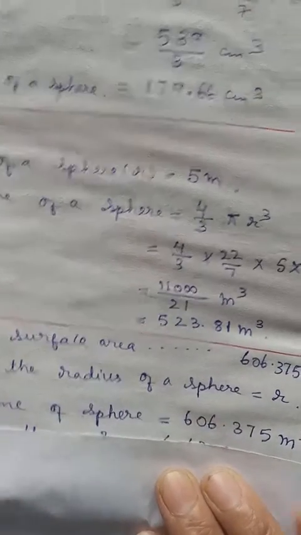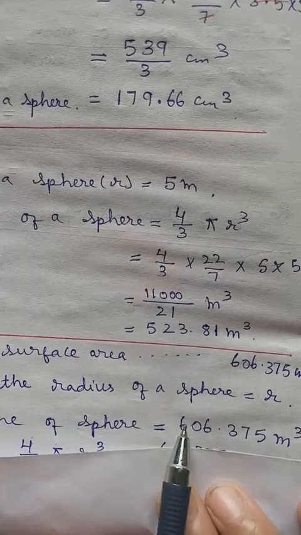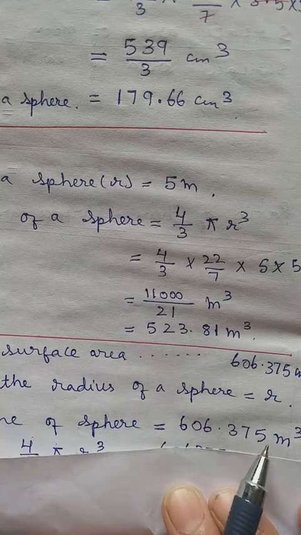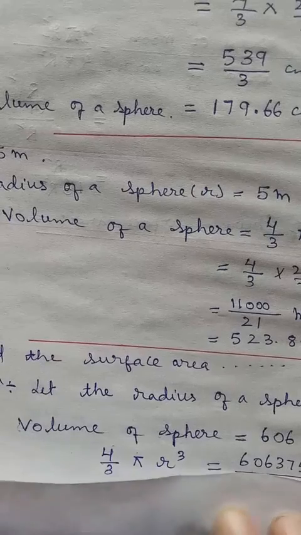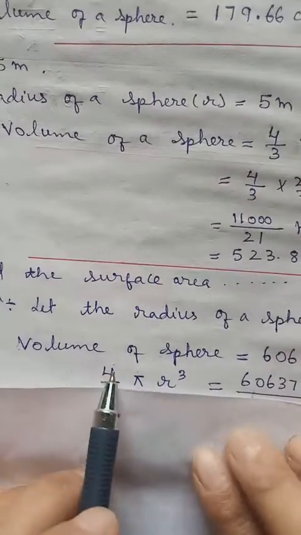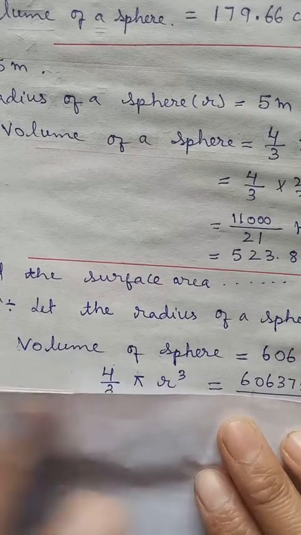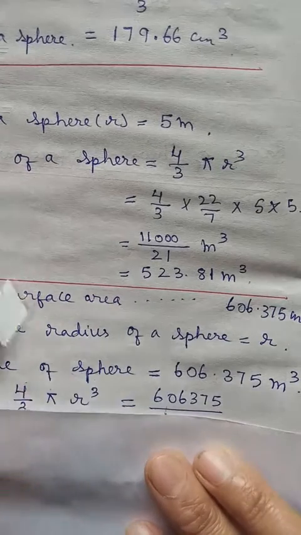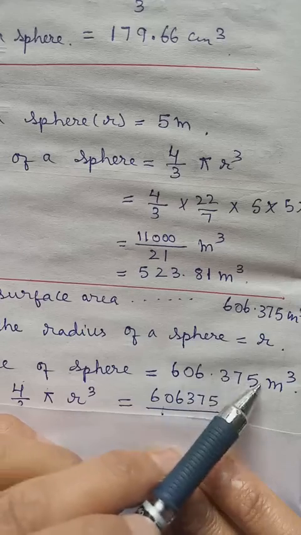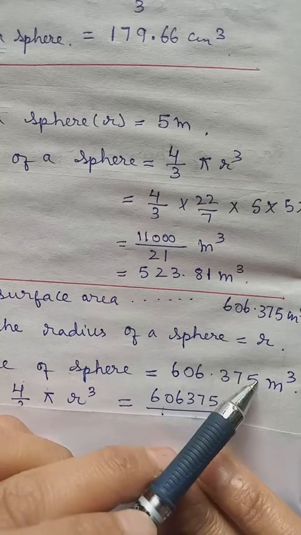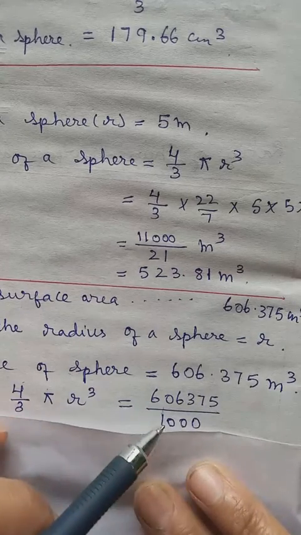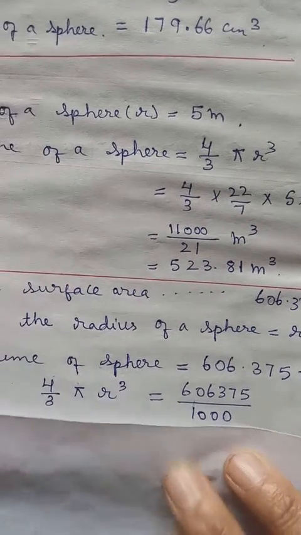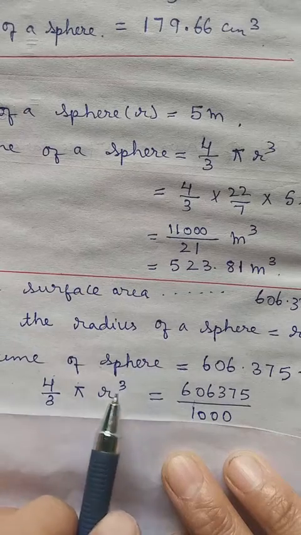So here we know the volume of sphere already given from the question, 606.375 meter cube. The formula for volume of sphere, we know it is 4 by 3 pi r cube. Okay, so that will be easy for us to calculate. Let's remove the decimal. How many numbers after decimal? There are 3. So let's put 3 zeros down. If I put only 0, no meaning. So we can put 1. Then now our aim is to get r cube.